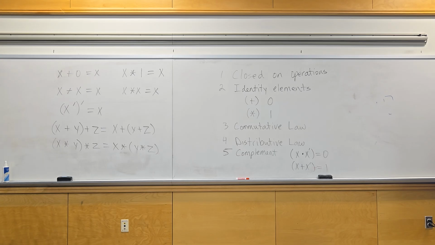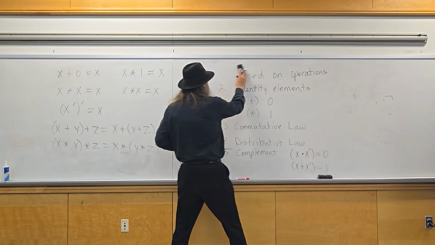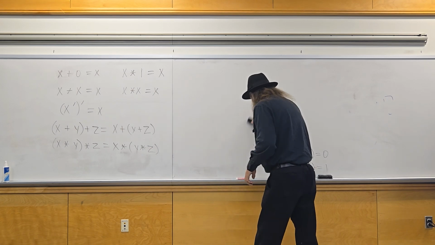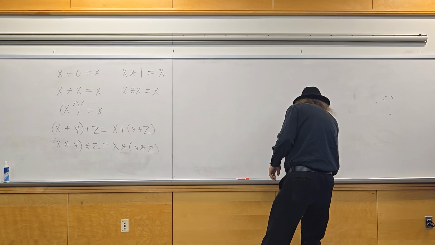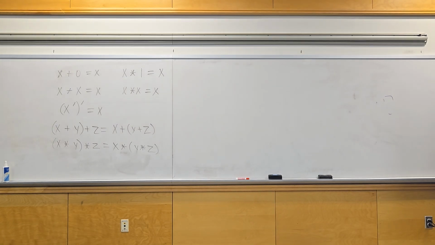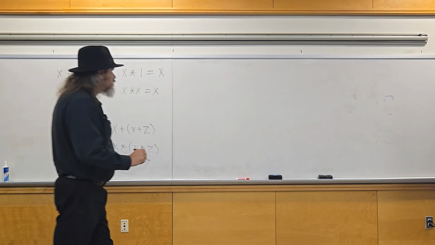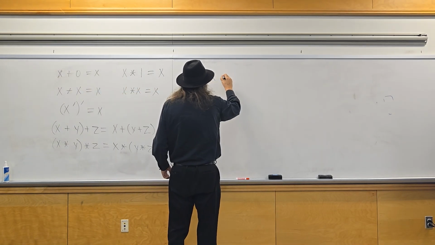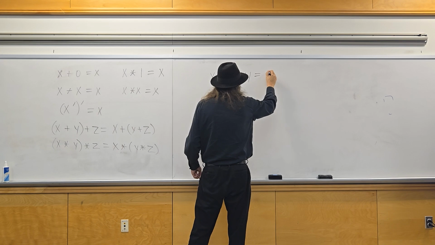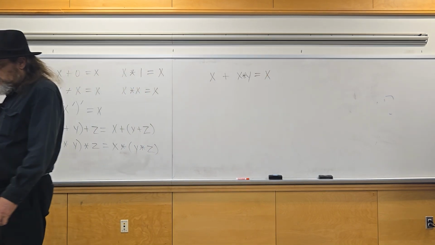Double negative is right though. Oh, here's one. The absorption law. Let's see here. The absorption law is: X or XY, X and Y, equals X. Right? Yeah.